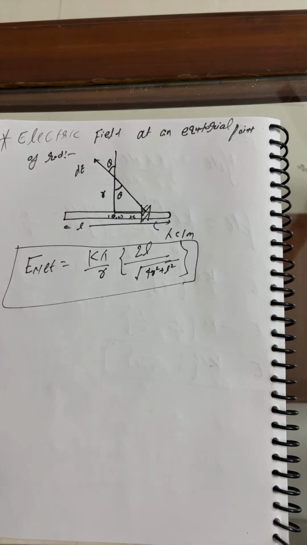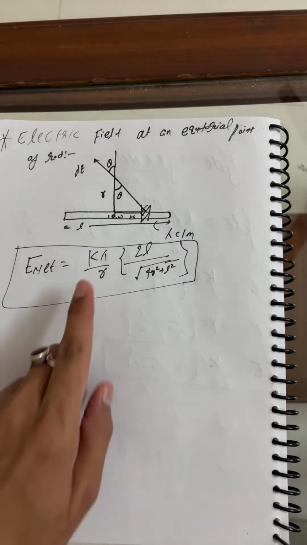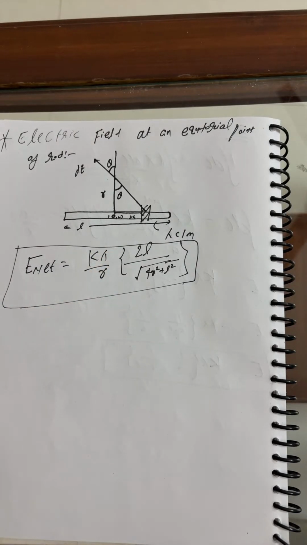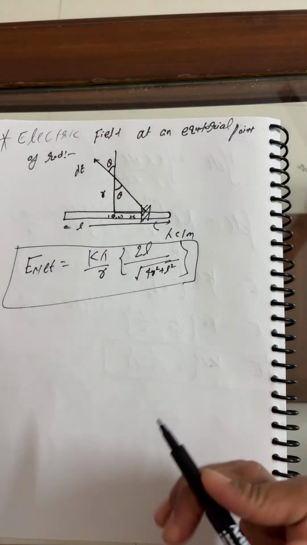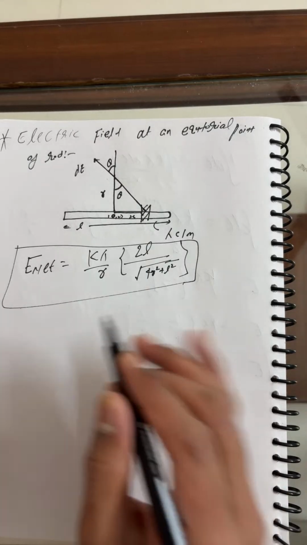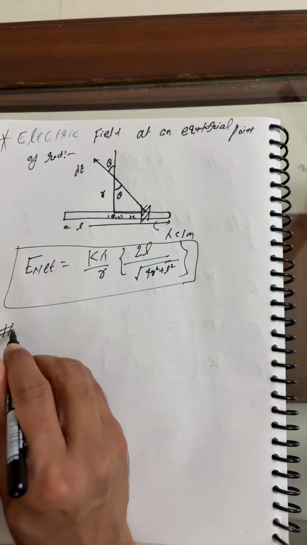Now, here you can write: lambda is charge per unit length. You can replace lambda with charge per unit length. Okay, now the next question. I'll not derive this; I'll give the formula, my dear.